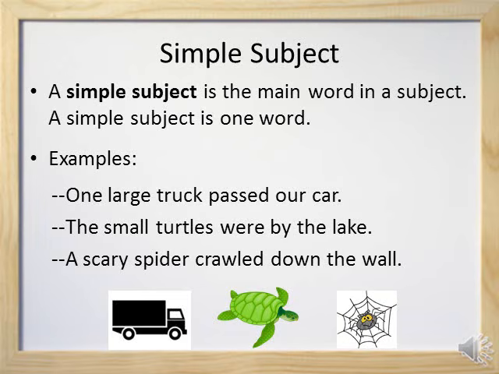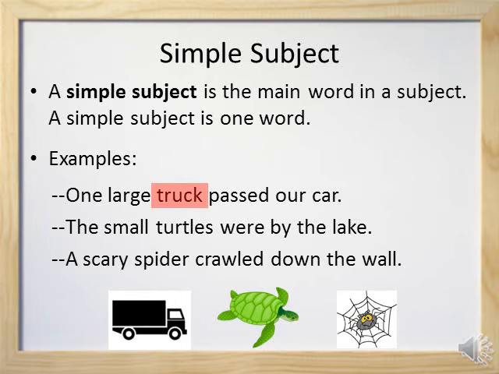Let's look at the first sentence again. One large truck passed our car. What is the action in this sentence? The action is passed. Who or what is doing that action? Truck. In this sentence, truck is the simple subject.